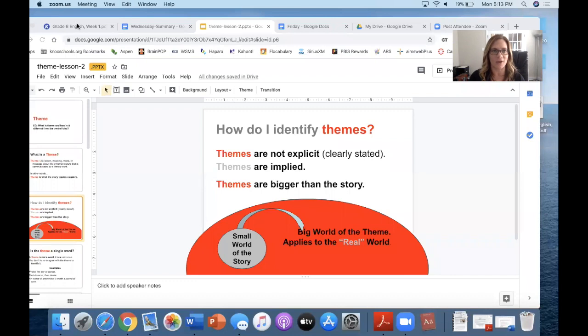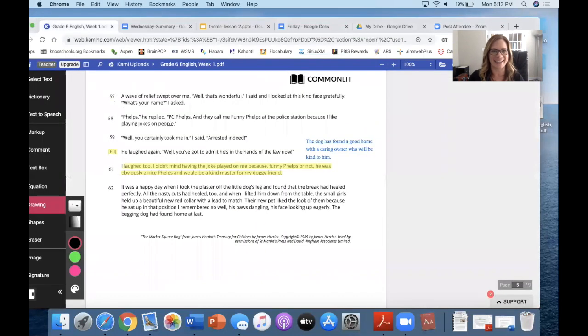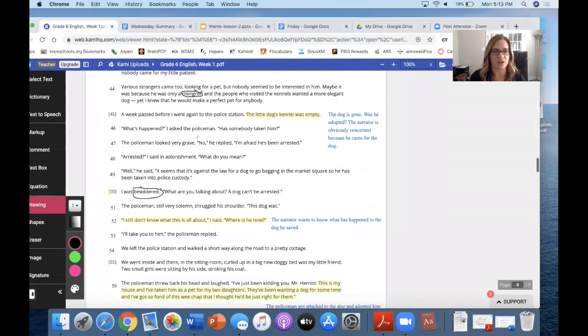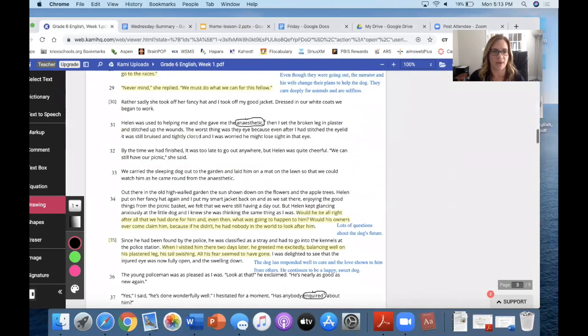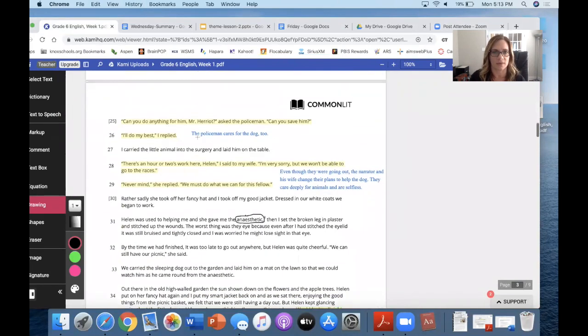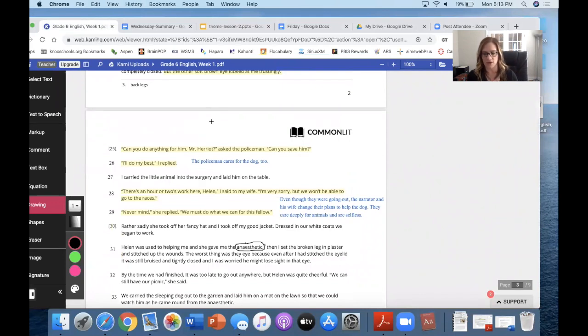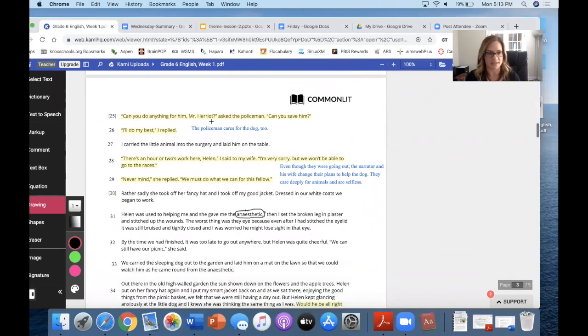Okay, so let's take a second and go back to that text. It was actually earlier on in the text, around paragraphs. Let's see here. Oops, I think I skipped it.